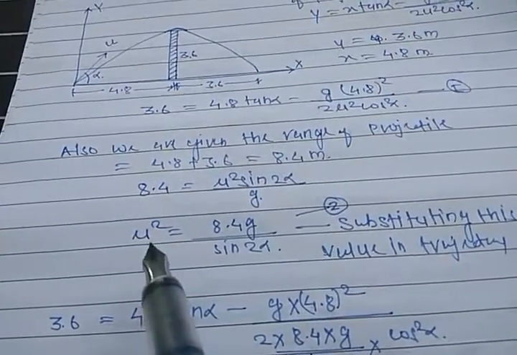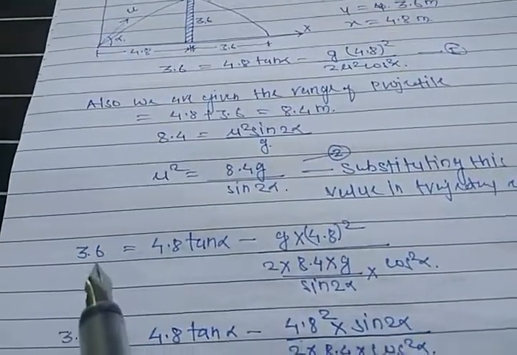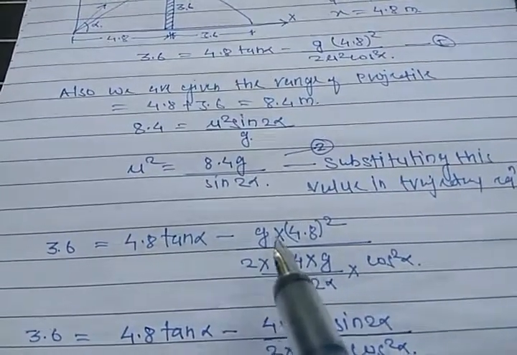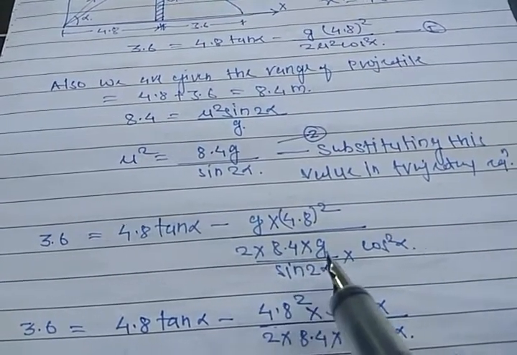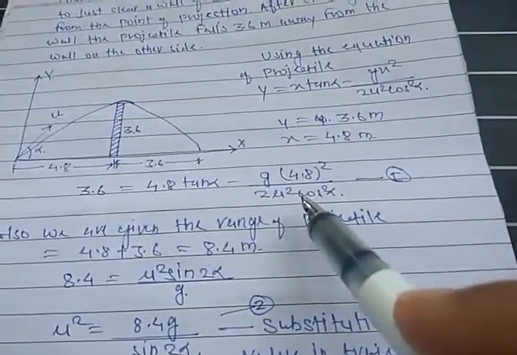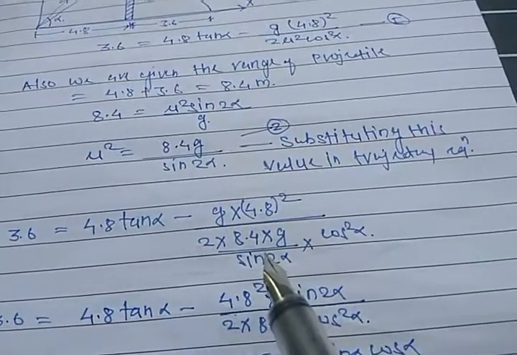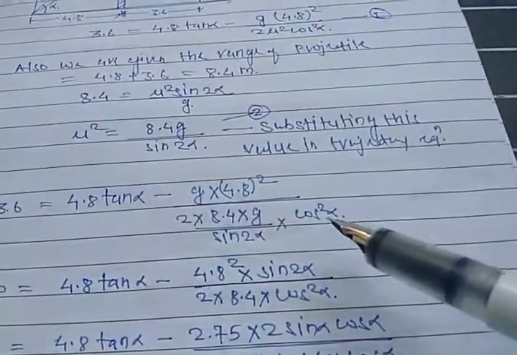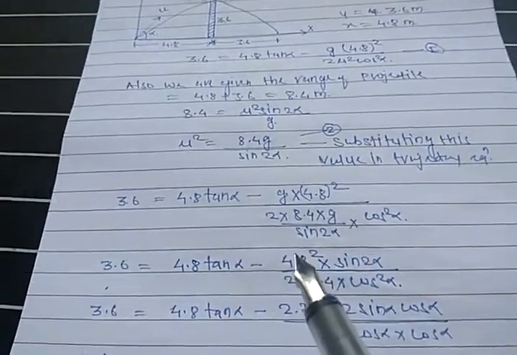Now substituting this equation in the trajectory equation, what we get is 3.6 is equal to 4.8 tan alpha minus g into 4.8 square, divided by 2 into 8.4 into g divided by sine 2 alpha, into cos square alpha. So instead of U square, I have put 8.4 into g upon sine 2 alpha, and the cos square and the 2 are as they are, no change. Only the value of U square has been entered.